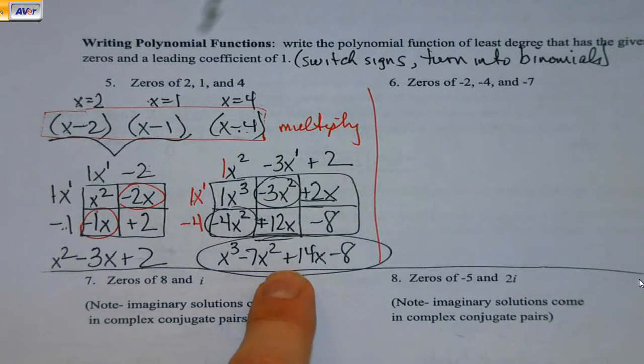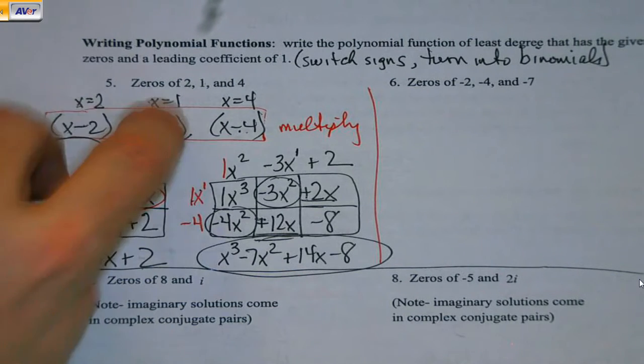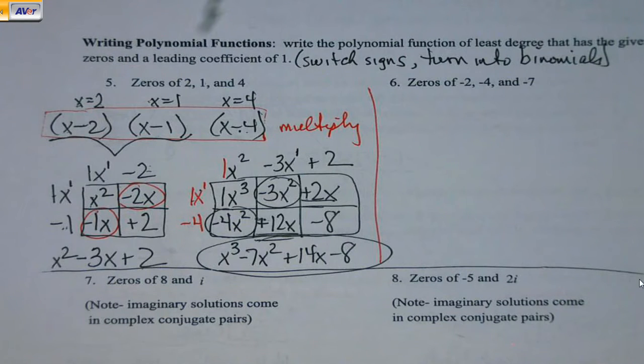If I were to type this into my calculator and look at the graph, the three answers would be at 2, 1, and 4. Okay? I don't have to check that, but it lets you see how that works.